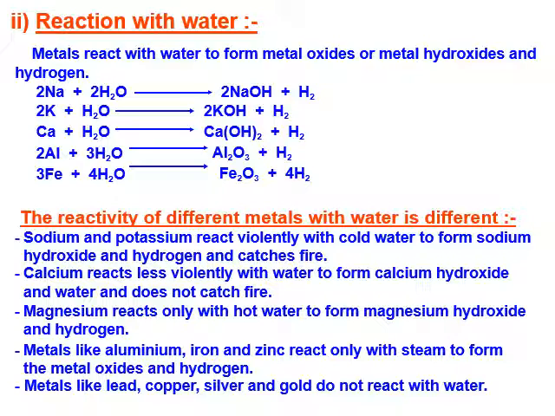The reactivity of different metals with water is also different. Sodium and potassium react violently with cold water to form sodium hydroxide and hydrogen and catch fire. Calcium reacts less violently with water to form calcium hydroxide, or slaked lime, and hydrogen, and does not catch fire. Magnesium reacts only with hot water to form magnesium hydroxide and hydrogen. Metals like aluminium, iron and zinc react only with steam to form metal oxides and hydrogen. And metals like lead, copper, silver and gold do not react with water.